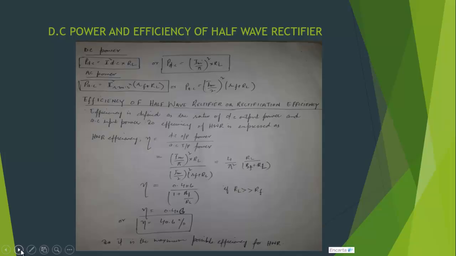Now efficiency. What do we mean by efficiency? Efficiency is defined as the ratio of DC output power and AC input power. So efficiency of half wave rectifier can be expressed as eta is equal to DC output power by AC input power. Solving this equation, the maximum possible efficiency of a half wave rectifier comes out to be 40.6%.